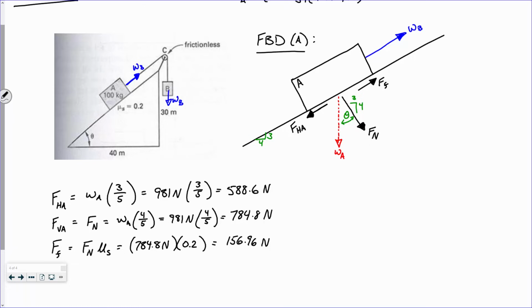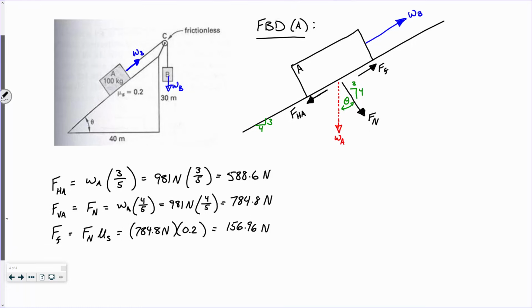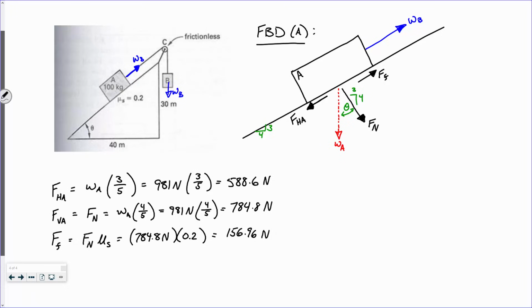Why does this matter? Okay. What I want to do is sum forces in the x direction. Now, what I mean by that is this. I'm using the ramp as my coordinate axis. So this is the x-axis, that's the y-axis. Does that make sense? You see how I got that right there?